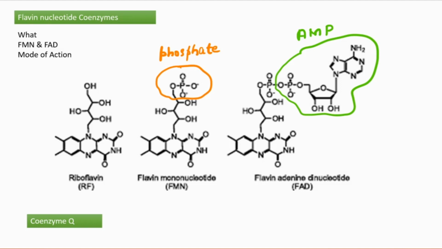Next cofactor is coenzyme Q. Its chemical name is ubiquinone. It is a lipid material and it is abundant in mitochondria. For biological oxidation, we are familiar with that cofactor. It is involved in oxidation reactions, and it can remain in oxidized as well as reduced state.